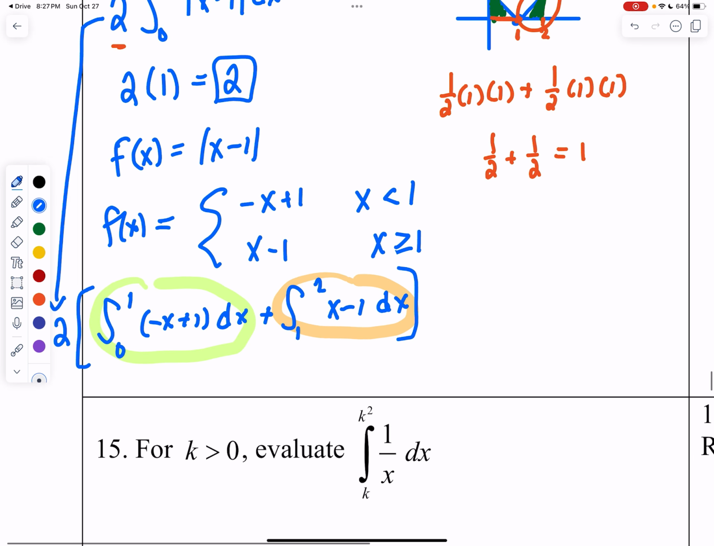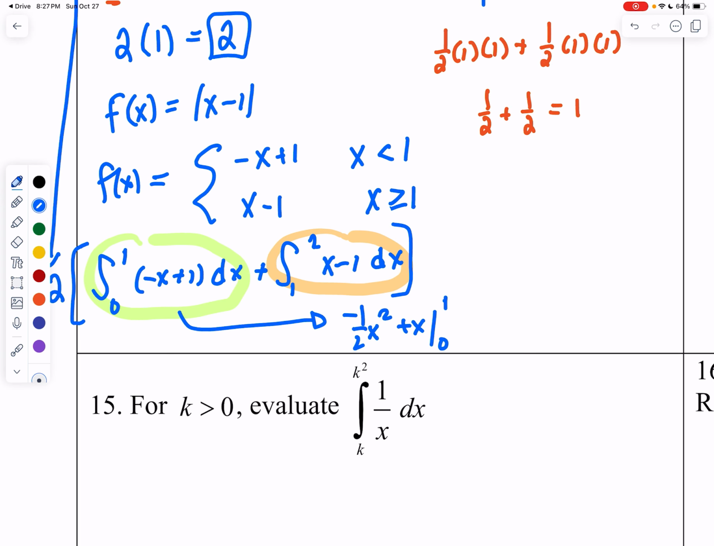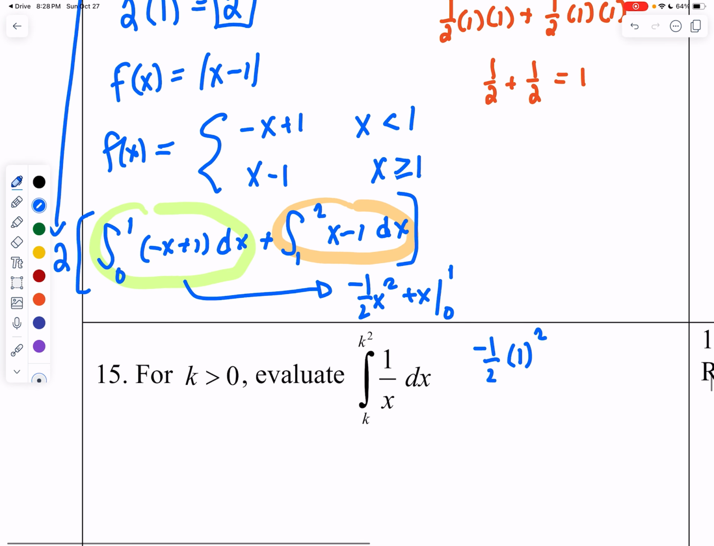Okay, so if I were to integrate this part right here, I'm going to have negative 1/2 x squared plus x from 0 to 1. Now, once again, if you were to plug in 0, that's just going to be 0. So I have negative 1/2, 1 squared, which is just negative 1/2.